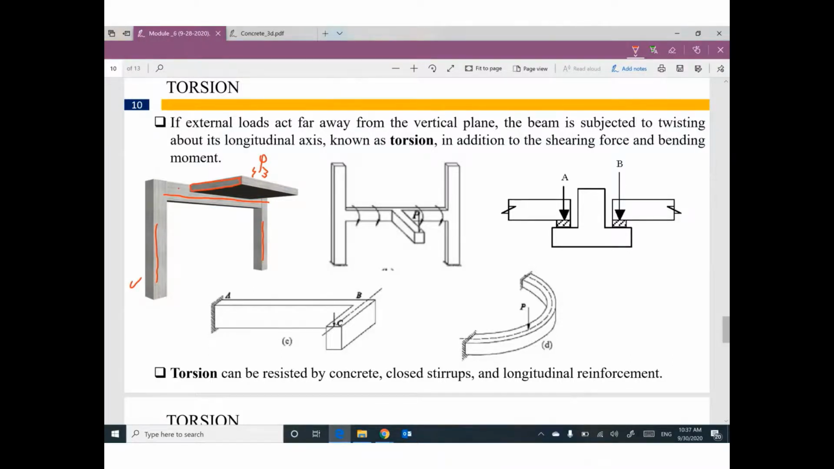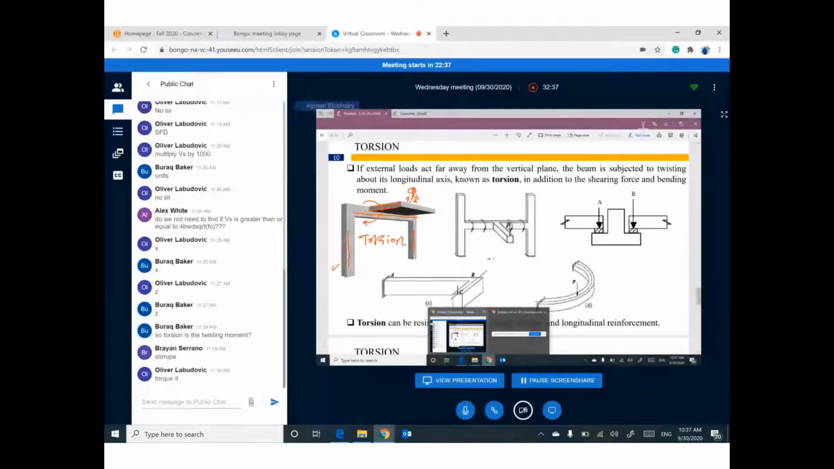What do you think this slab will do to this beam? What's your expectation? I believe this slab, with its own weight and with you standing here, will try to twist this beam. That means this beam will be under the effect of torsion. Do you agree? If you don't agree, let me know. Yeah, thank you.